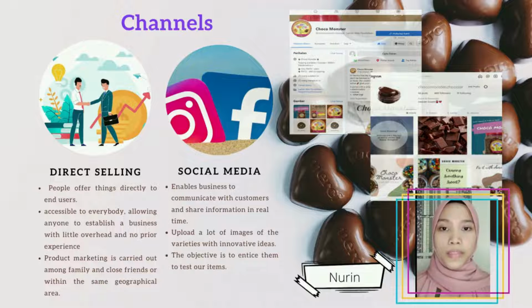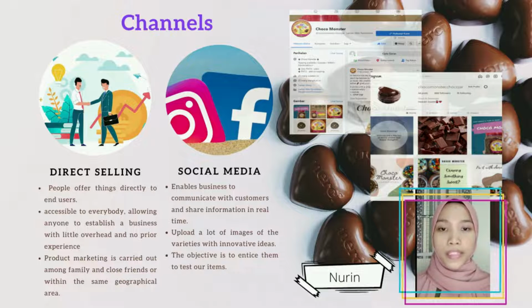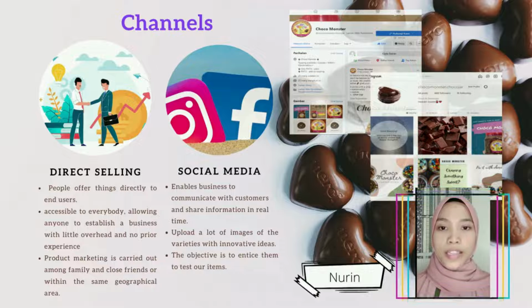Channel building illustrates how a company delivers its value proposition through communication and how it reaches the customer segment.